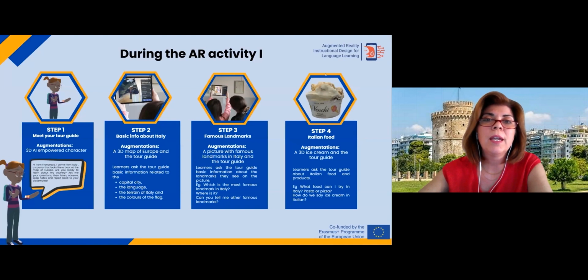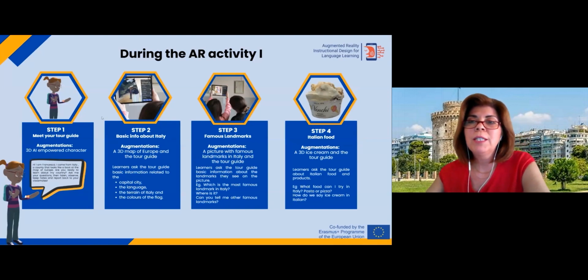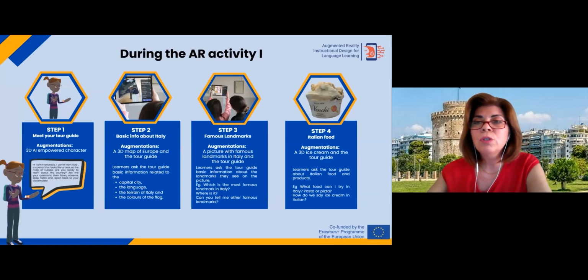Now, the AR activity was divided into 7 steps. First step, the students met Francesca. They introduced themselves to the agent, they got a reply, and then they navigated the actual activity. In the second step, they learned some basic information about Italy. That involved making questions and listening. This basic information involved the name of the capital city, the language spoken, the terrain of Italy, and so on. Then they were introduced to a few famous landmarks and, of course, to Italian food.